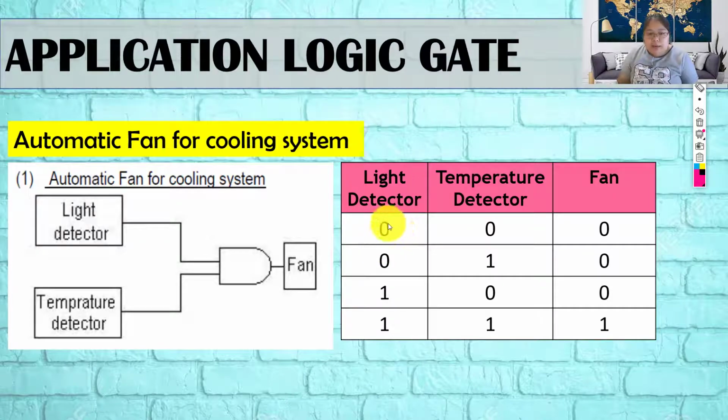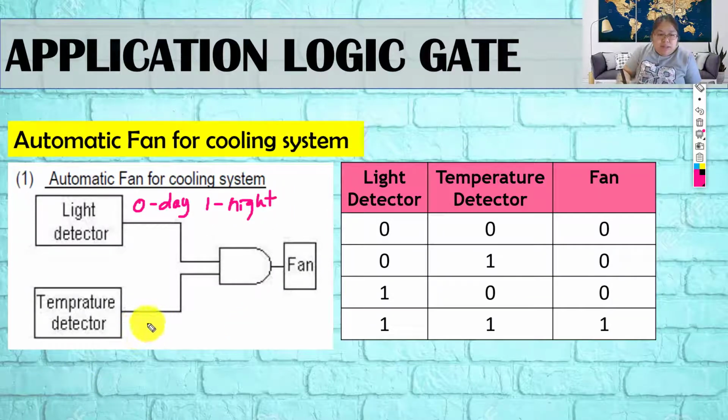Okay, so depends light detector. So you detect the light, there's a 0. If you never detect the light, there's a 1. Okay, sorry, opposite. If you detect the light, means there's a 1. If you never detect the light, there's a 0. So we just write here sum of the info. Okay, 0 means day lah. Okay, 1 means night. Okay, so this one is temperature high, there's a 1. Okay, temperature low, there's a 0. Okay, so the fan, 1 means on, 0 means off.